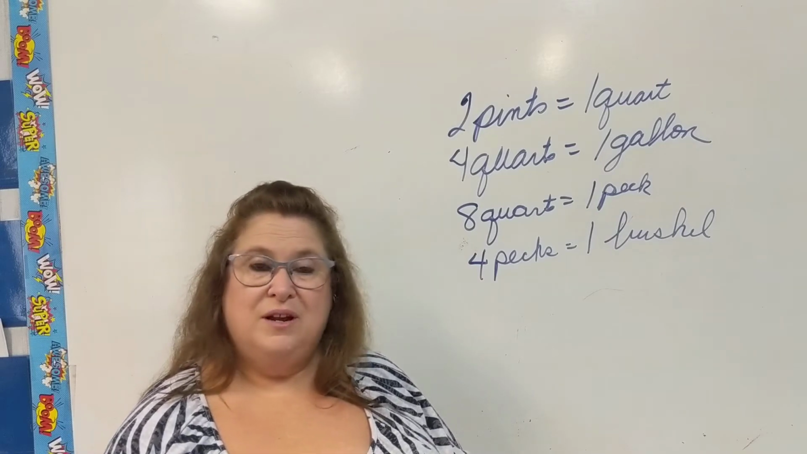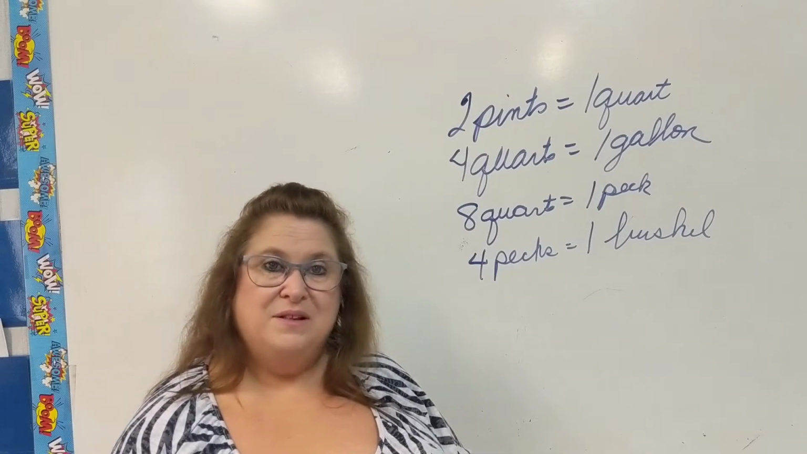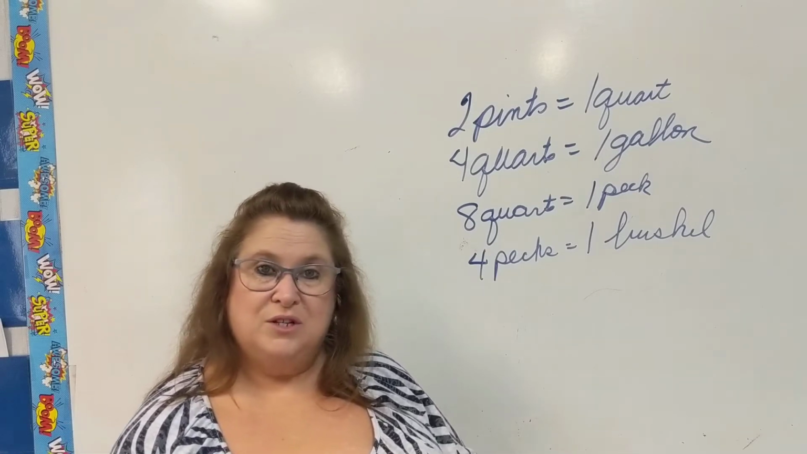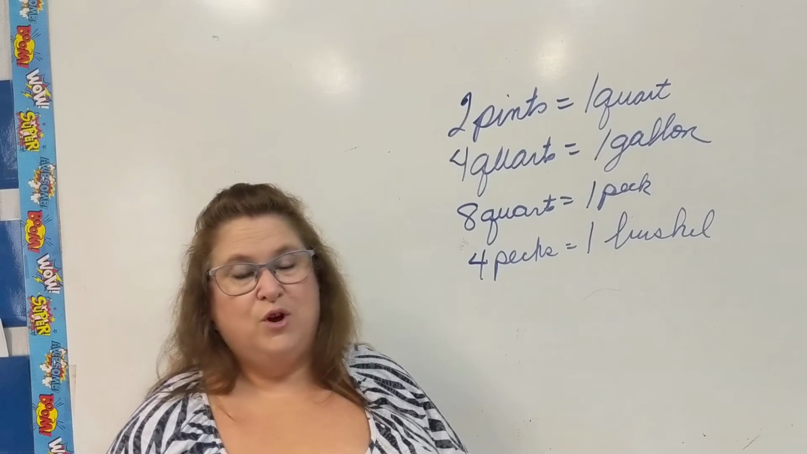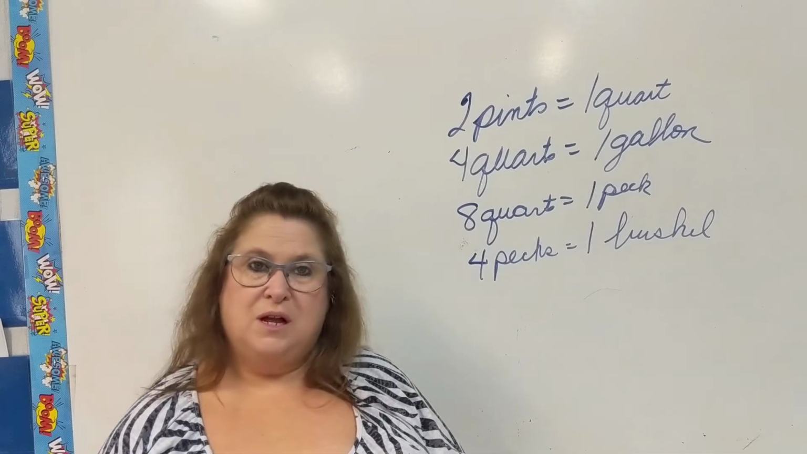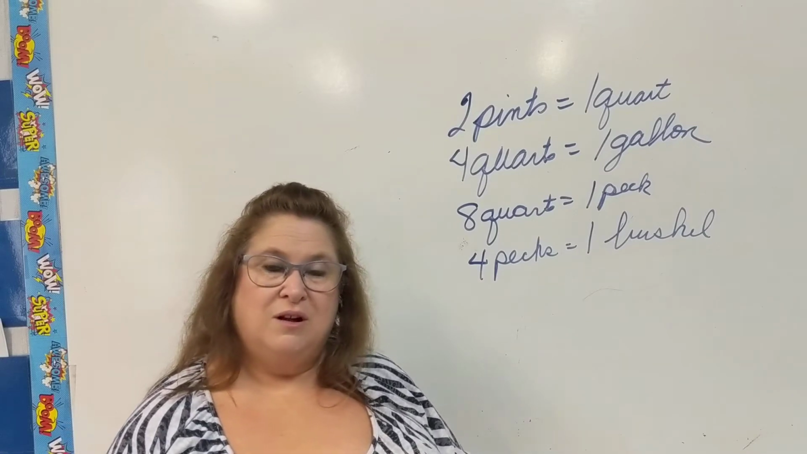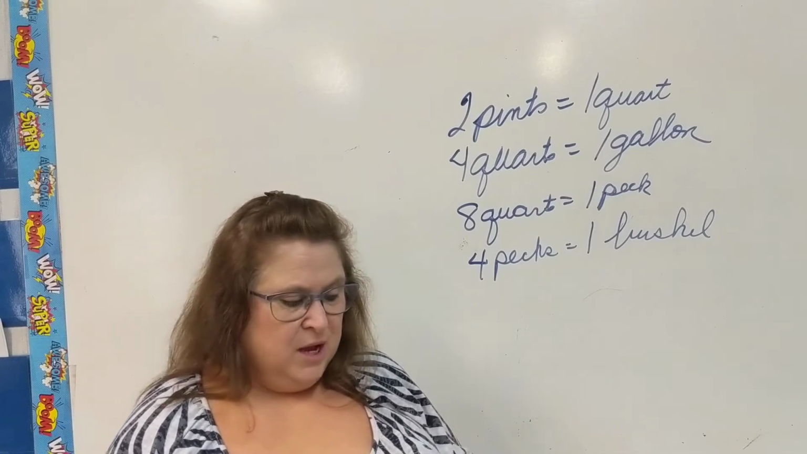How many feet are in a mile? 5,280. And how many inches are in a foot? Right on your ruler. Your ruler is 1 foot. I always like to picture toes coming off the end of my ruler. Your ruler is 1 foot. How many inches are on it? 12. Very good.